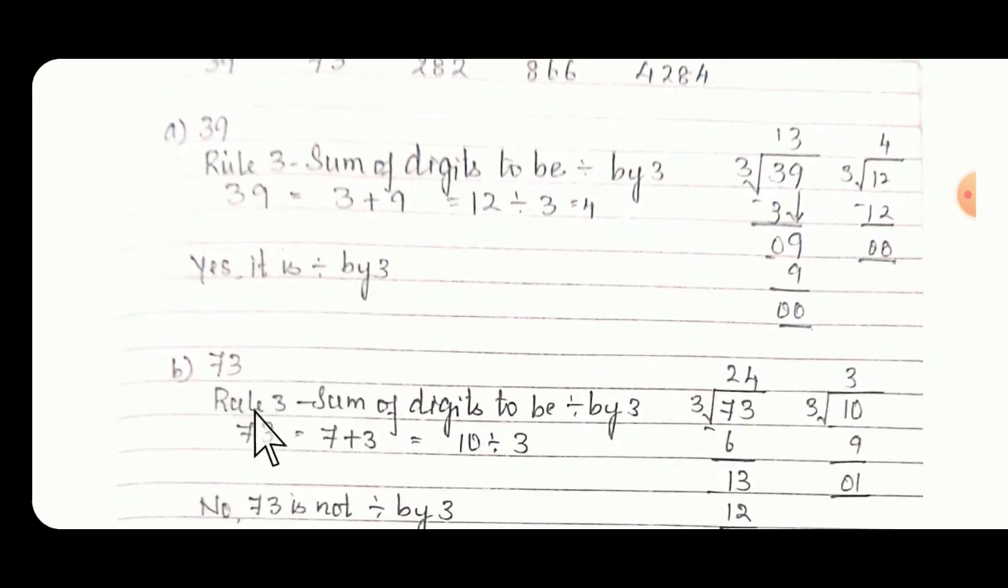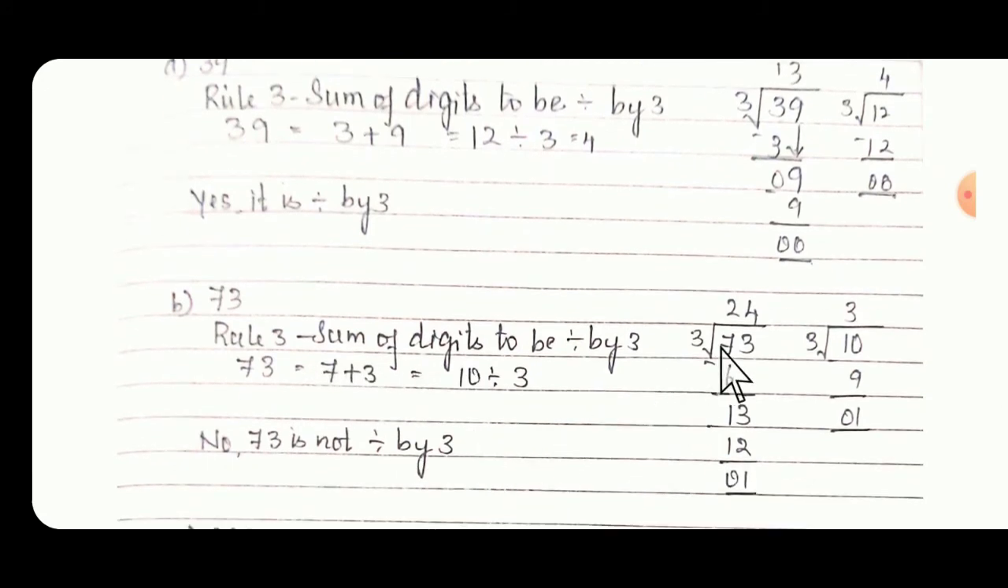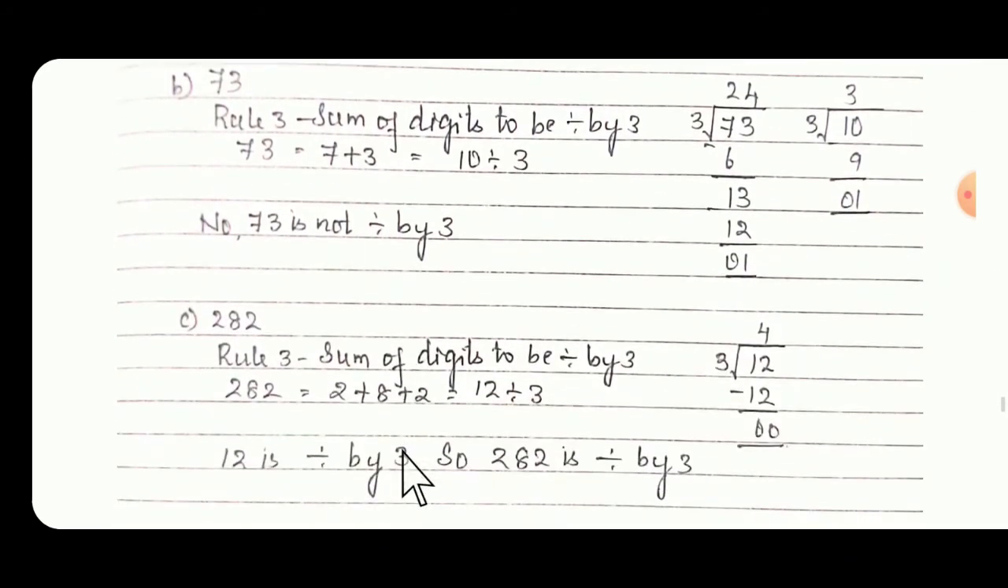Similarly, 73, write down the rule. Split: 7 plus 3, it is 10. 10 divided by 3. Divide and see. 3 3s are 9 and 1 is the remainder. This way also we are going to get a remainder. So it is no. 73 is not divisible by 3.